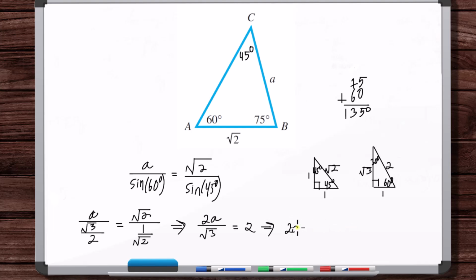So we've got 2a is equal to 2 root 3. Divide both sides by 2. So you've got a is equal to root 3.